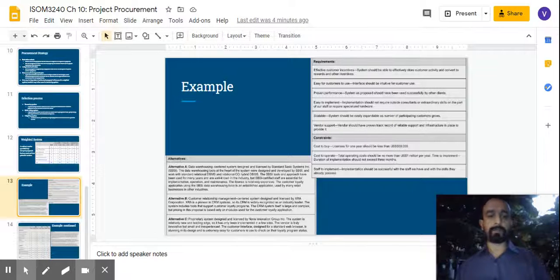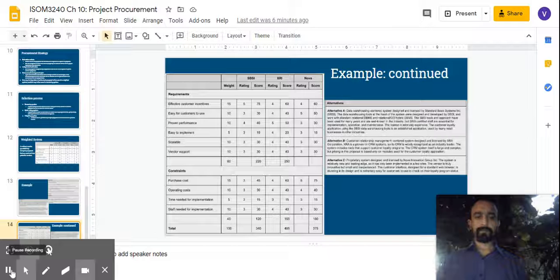And on the other side, we are comparing our three alternatives. So in this case, the three alternatives are three different softwares. But in your case, it might be three different templates, or three different processes, or three different ways to go about it. So now continuing with the example, let's say the three alternatives are named SBSI, XRI, and Nova.